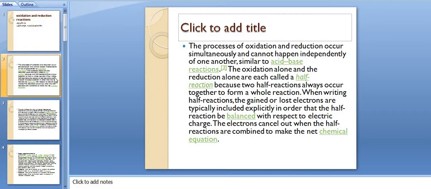Oxidation alone and reduction alone are each called a half reaction, because two half reactions always occur together to form a whole reaction. When writing half reactions, the gained or lost electrons are typically included explicitly in order that the half reaction be balanced with respect to electric charge. Electrons cancel out when the half reactions are combined to make the net chemical equation.